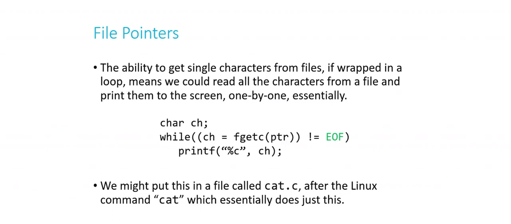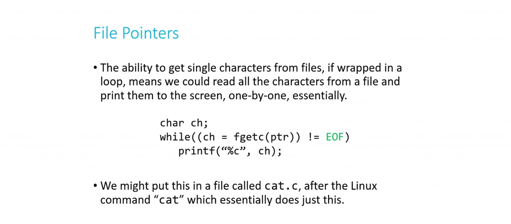EOF is a special value that's defined in stdio.h, which is the end of file character. So basically what's going to happen is this loop will read a character and compare it to EOF, the end of file character. If they don't match, so we haven't reached the end of the file, we'll print that character out. Then we'll go back to the beginning of the loop again.